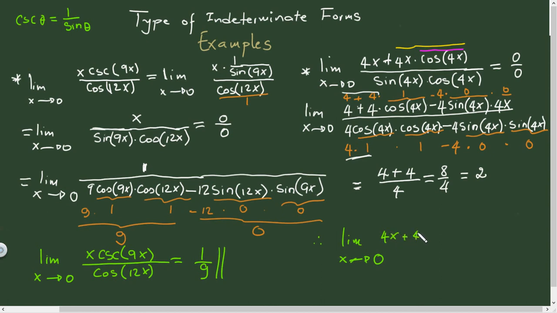So we can say that therefore the limit when x goes to 0 of 4x plus 4x times the cosine of 4x over the sine of 4x times the cosine of 4x equals 2. Okay, and that's our final result.